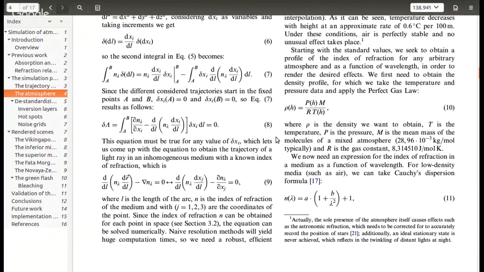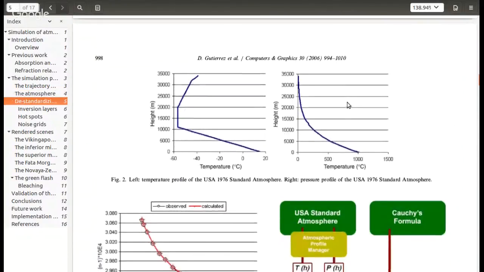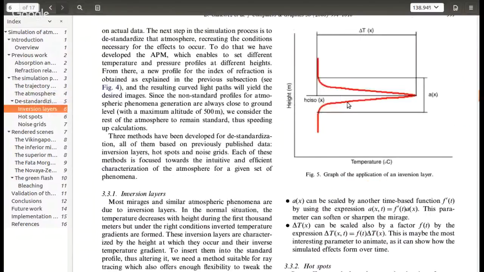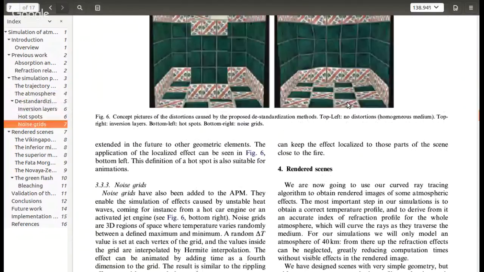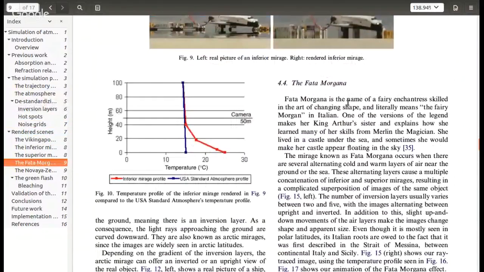And what I do is I can put in any index of refraction I want, and it will calculate this trajectory. And then I use that to render an image. Okay, so here's an example of what the different atmospheric conditions need to be. I'm going to skip a lot of this. So let's look for the one for an inferior mirage.